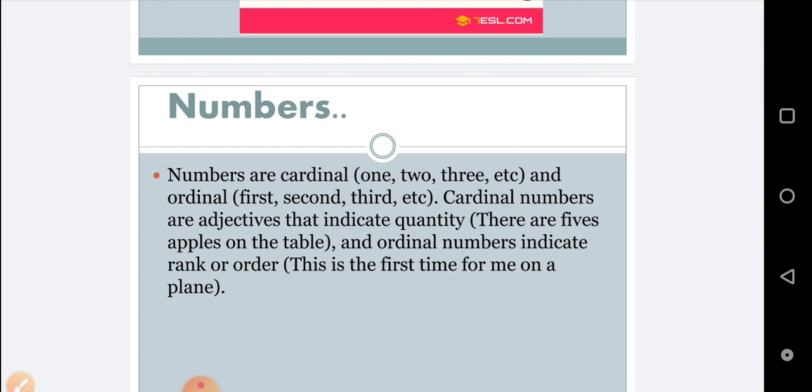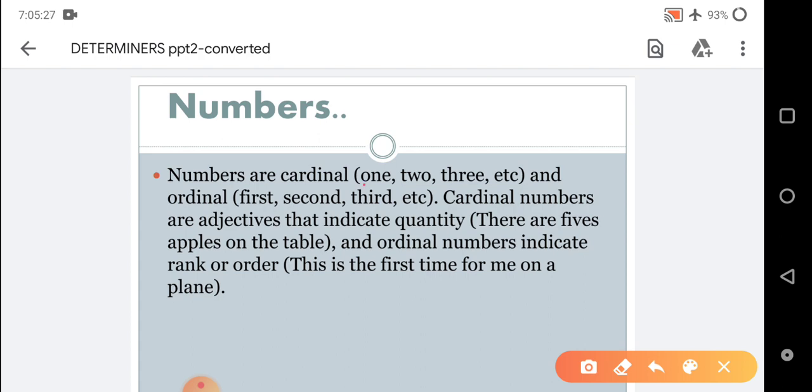Now, numbers, students, they are of two types, cardinal numbers and ordinal numbers. Cardinal numbers is a simple numeric form, that is 1, 2, 3, and so on. And ordinal numbers are the positions, the first, second, third, etc. Cardinal numbers indicate the quantity, that is how much or how many, and ordinal numbers indicate the rank or order. The first girl in the class is very intelligent. This is the first time for me on a plane.